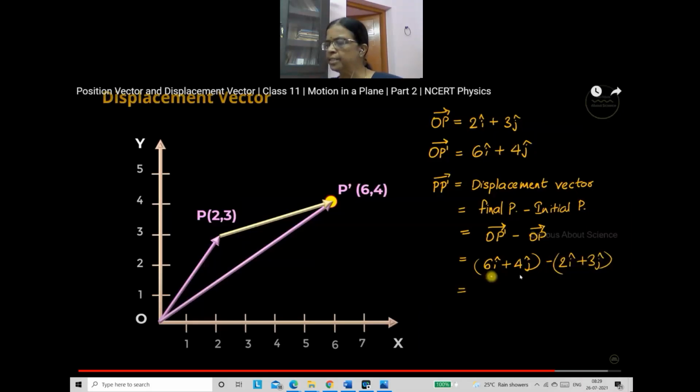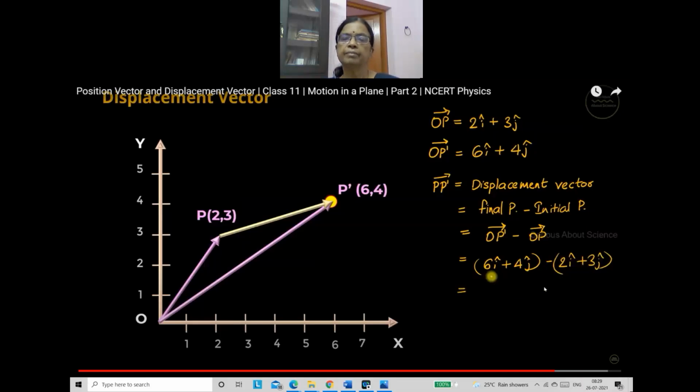So you see, how will you subtract these vectors? 6i cap is here, 2i cap is here. So similar terms we can subtract easily. What is 6i cap minus 2i cap? Similar terms we can subtract: 6 minus 2. Lena, 6i cap minus 2i cap, how much will it be? 4, correct. 4i cap.